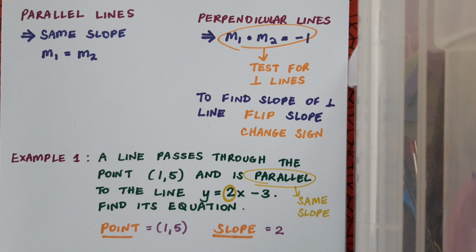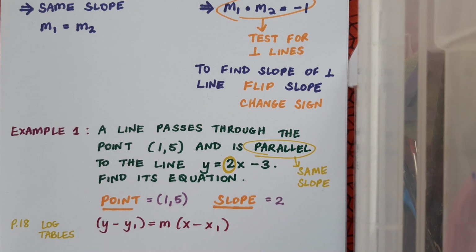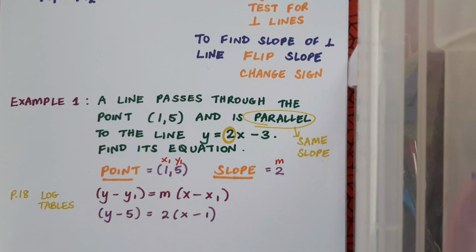Now, since I want to get the equation of a line, I must know the formula for the equation. So here's my formula. Again, it comes from page 18 in the log tables. And now before I fill my information in, I'm just going to label it nice and clearly. So I know that I must label my point as x1, y1, and my slope as m. And now that information is going to get filled into this formula. So I've got y minus 5 equals 2 bracket x minus 1.